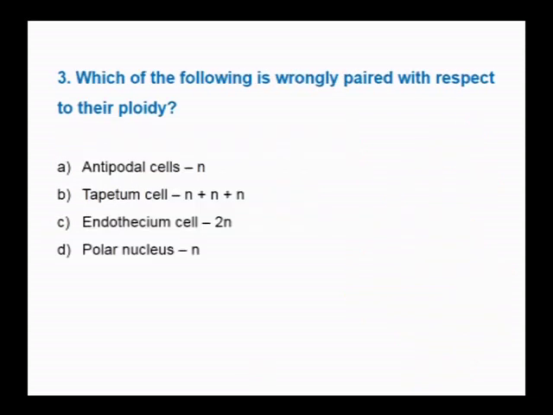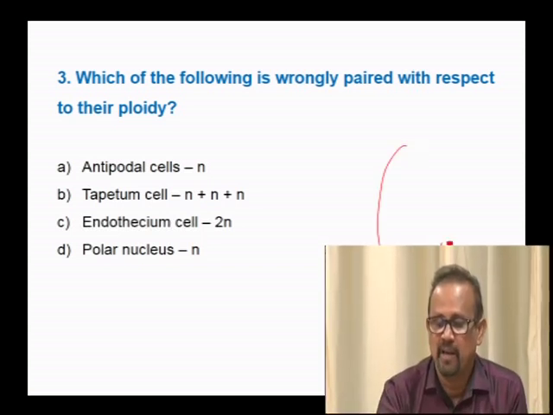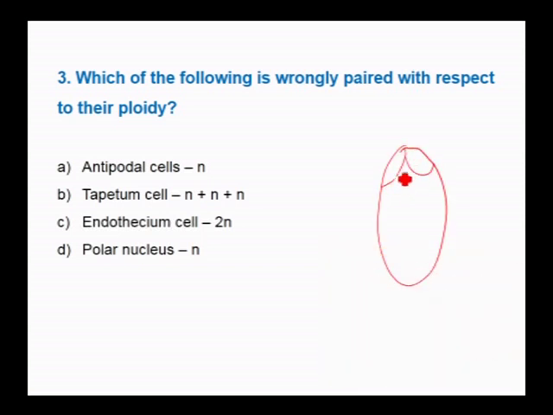Next question. Which of the following is wrongly paired with respect to the ploidy? Antipodal cells. Antipodal cells are the cells which are found in embryo sac, just opposite to the egg apparatus having egg cell, and egg cells are always associated with synergids. In the center there are 2 polar nuclei, all haploid cells. So, antipodal cells are haploid, correct.